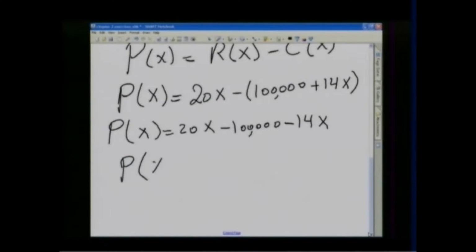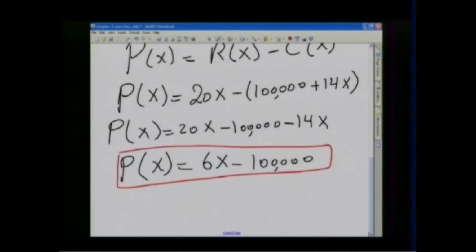Therefore, profit is equal to 6X minus 100,000. This is C, the profit function.